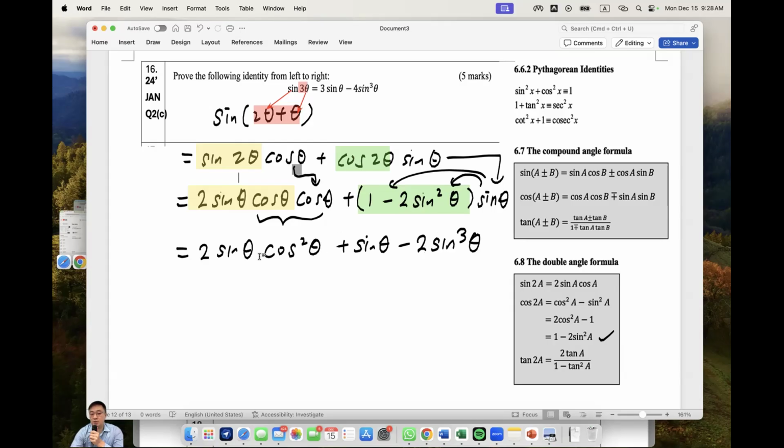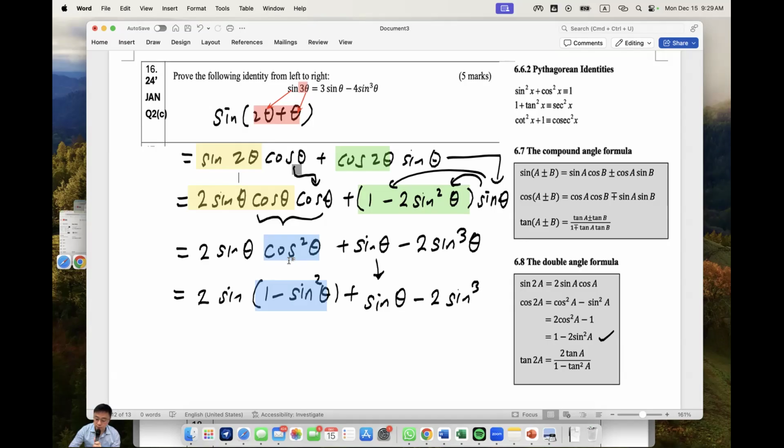Okay, so when it comes to this, any term that we need to change is still which one? Cos square, isn't it? Yes. So we have to change the cos square into 1 minus sine square. Is that alright? Cos square now we change it to be 1 minus sine square. Right? And the sine stays, I still rewrite it. It's the same one. And minus 2 sine cube theta.